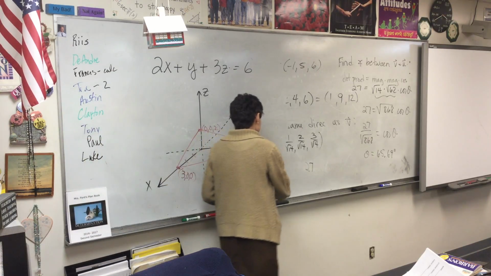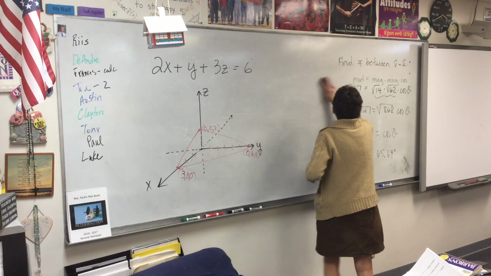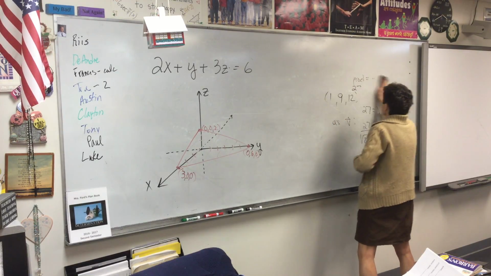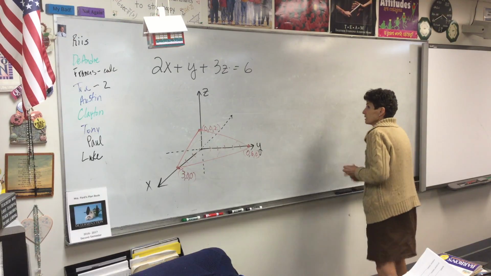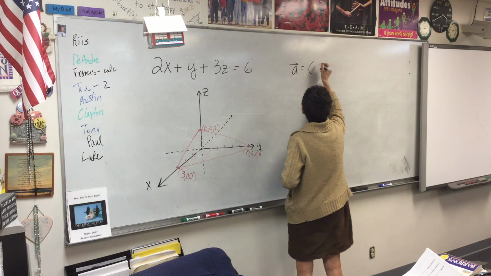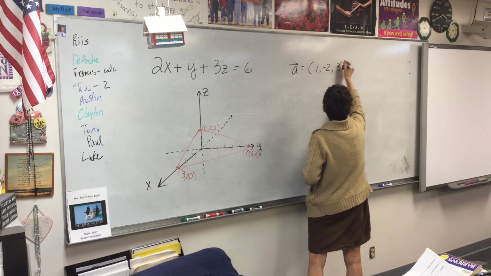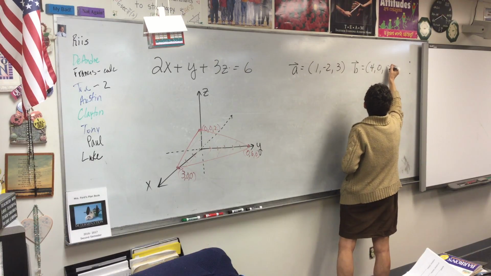So then what else is different? Well, let me put 2 vectors up here, and we're going to learn a new operation that we haven't done before. So let's say vector A has coordinates 1, negative 2, 3, and B has coordinates 4, 0, 2.